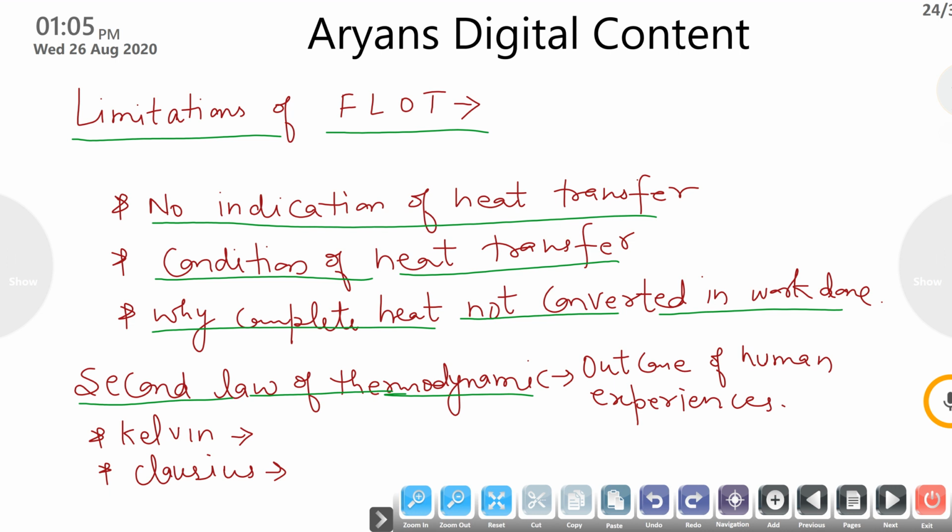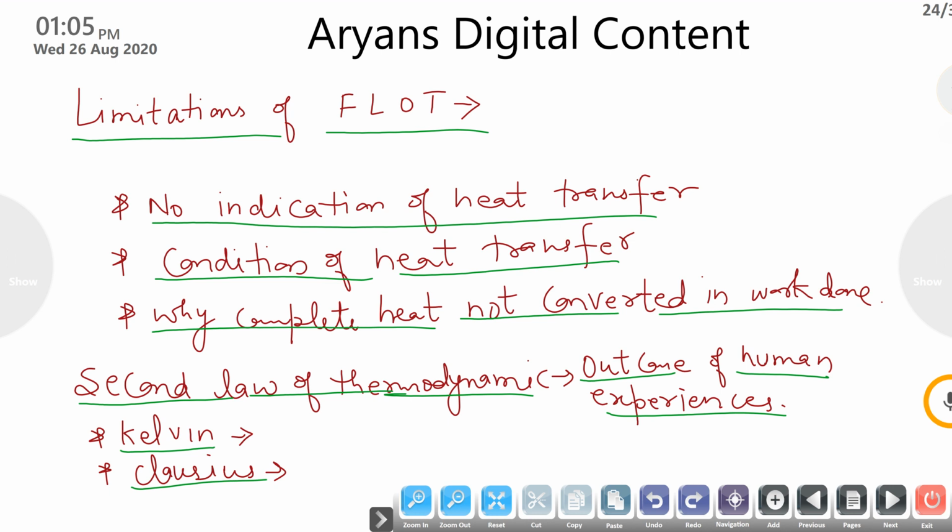It is the general experience, meaning it is the outcome of human general experiences. What we practically experience gives the statement of the second law of thermodynamics. You will find two definitions in the book. First is Kelvin and second is your Clausius.